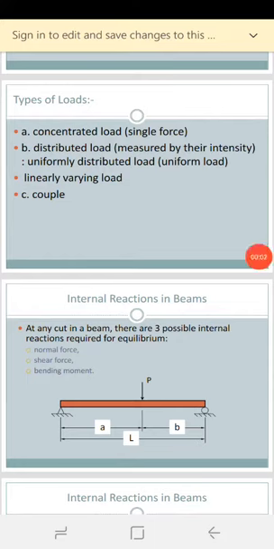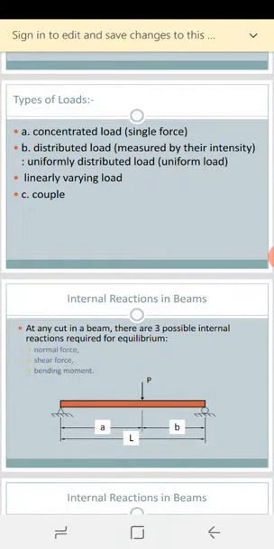Types of load. Now, types of load: the concentrated load means either a single load or double load, and it is acting on a single point of the beam. Distributed load means the load which is uniformly distributed over the span. Then linearly varying load means one end of the load is zero and at the other end the intensity of the load is maximum. And couple means a moment you have to apply on that beam. These are the types of load, and due to that loading, we can analyze the effect of shear force and bending moment.